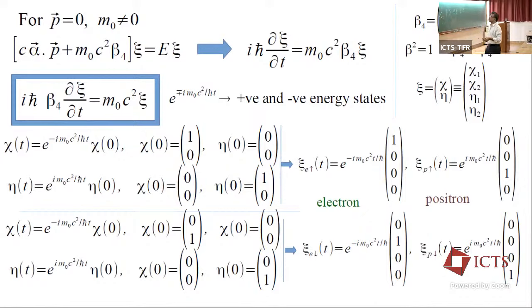In these time variations, you can have 2 different solutions. One oscillates with minus m0 c squared by h cross, and the other would be with plus m0 c squared by h cross. So one is called the positive energy solution, and the other is called the negative energy solution.